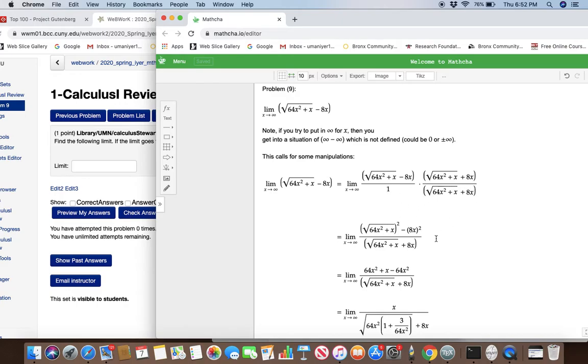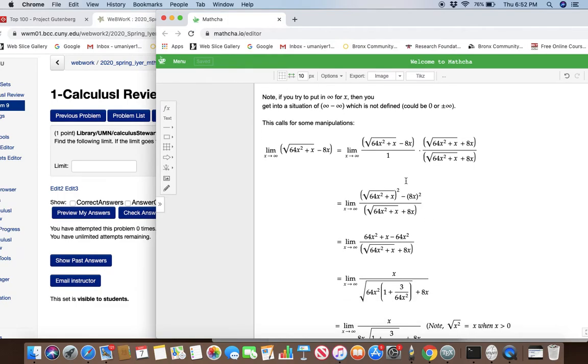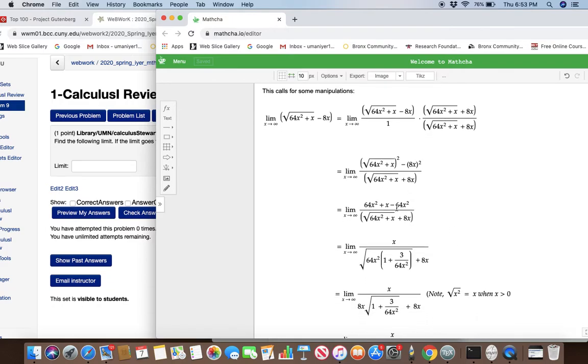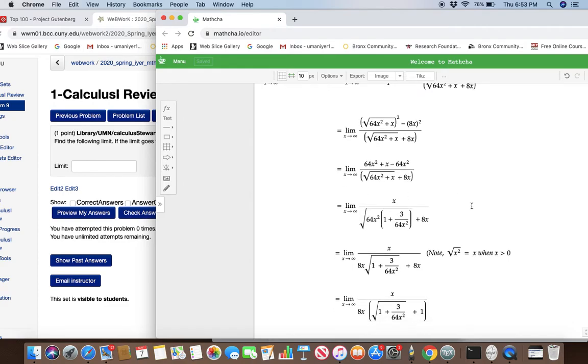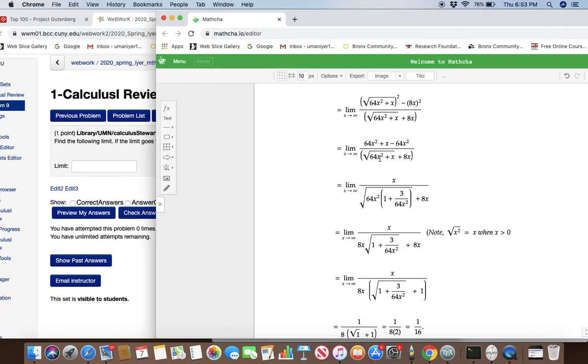Denominator, I haven't changed anything. Numerator is a difference of squares. Square of a square root, they go away. I'm left with 64x squared plus x minus square of 8x, 64x squared. That's wonderful. 64x squared and 64x squared go away. All I have is x upstairs. Downstairs, this requires some work.